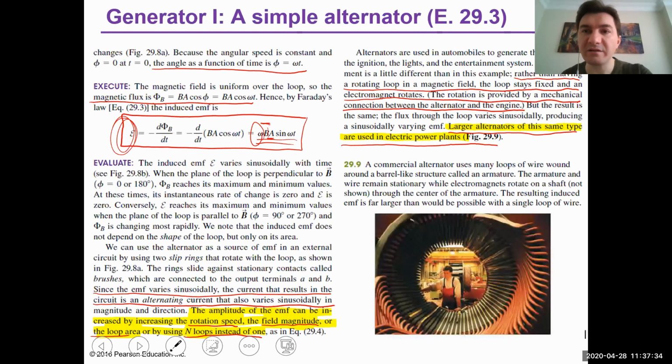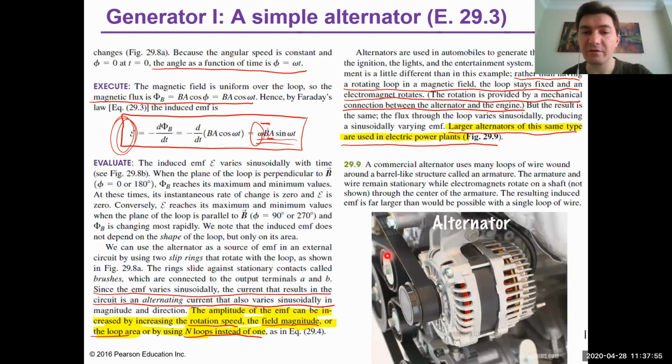So rather than having a rotating loop in a magnetic field, the loop stays fixed and an electromagnet rotates here in the center, and there's an electromagnet, okay? So this rotation is provided by a mechanical connection between the alternator and the engine. So there's a connection between the alternator and the engine. Here we have an electromagnet in the center you can consider, okay? And here we have many loops, here you see. And here we have the electromagnet.